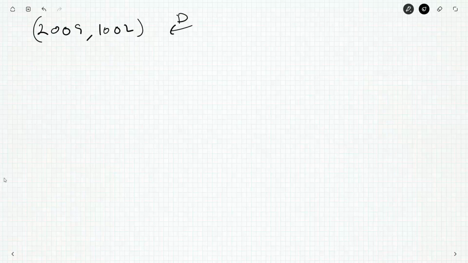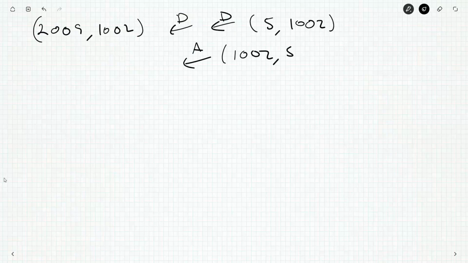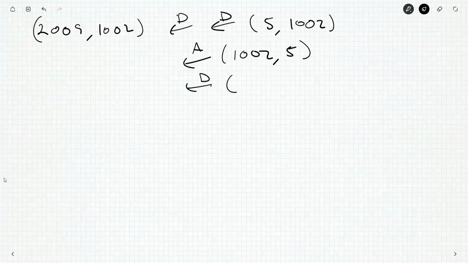Alright, so I'm going to do 2 D's, just because I know 1002 doubled is 2004. And I'll get 5, 1002 here. Swap them around. Okay, and you don't need to always be writing this stuff down. I'm writing it for your benefit, not so much for mine. I can juggle a few numbers in my head. And now I'm just subtracting off copies of 5 here.